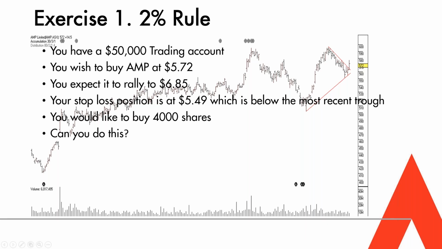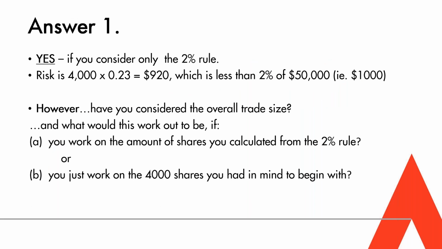Let's take a look. So the answer is yes. So if we consider the 2% rule, the risk is 4,000 by 23 cents trade risk gives you a total of $920 risk. Now that is less than 2% of the $50,000 trading account. So 2%, so $50,000 multiplied by 2% would give you $1,000 risk.